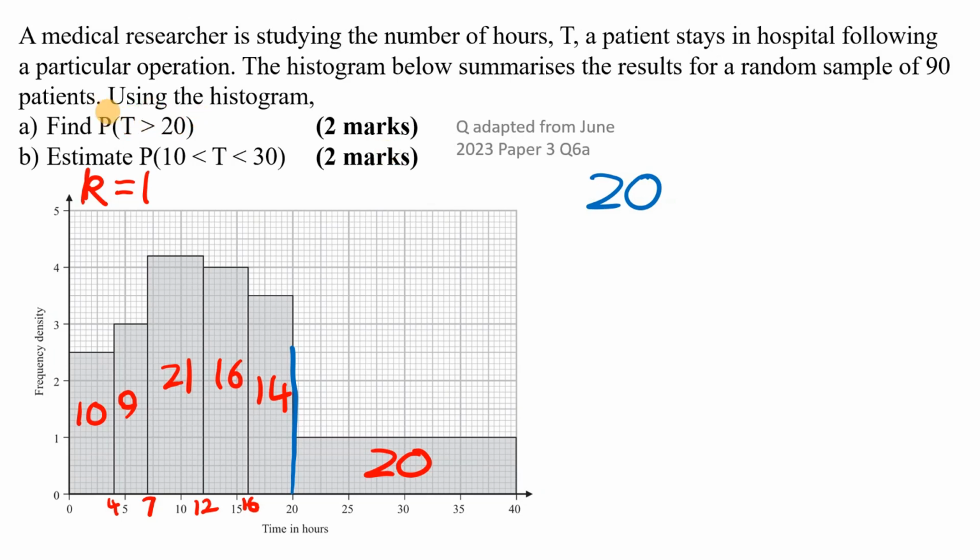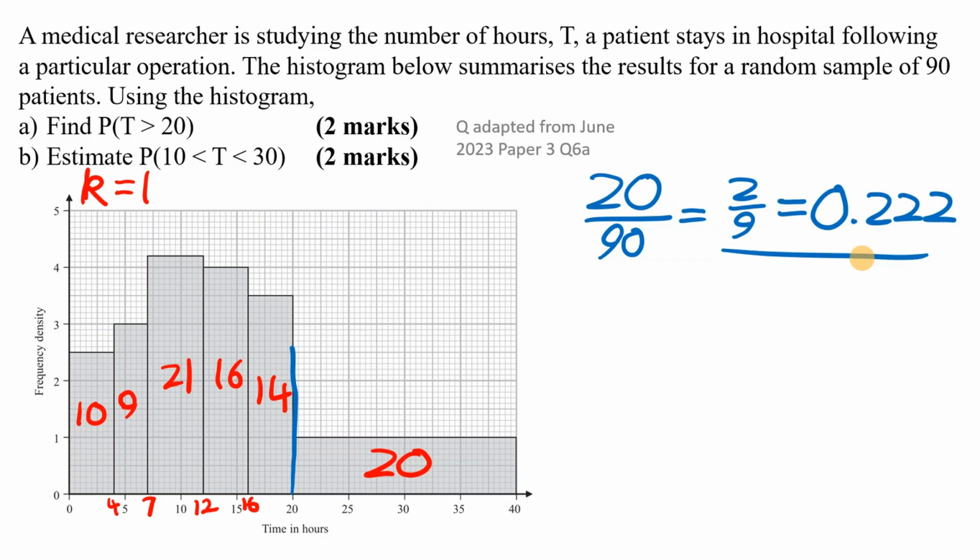Okay, so to find the probability, we need to divide this by the total frequency, which we know is 90. So 20 divided by 90 as a fraction is 2 over 9. So this is the probability, or if you want to write it as a decimal, this is 0.222. So this here is the probability that t is bigger than 20.